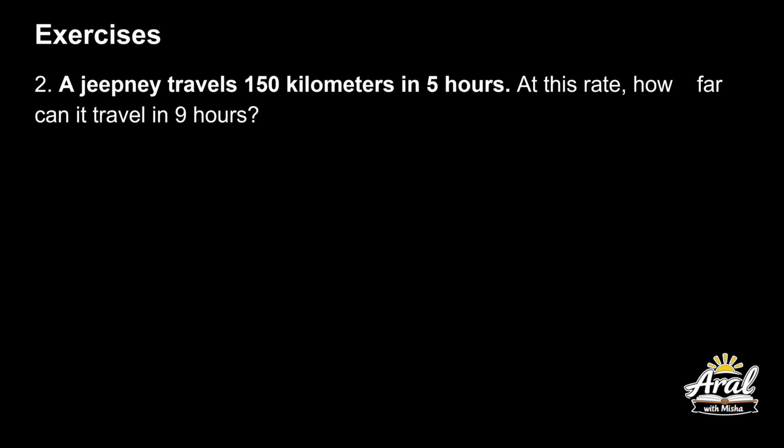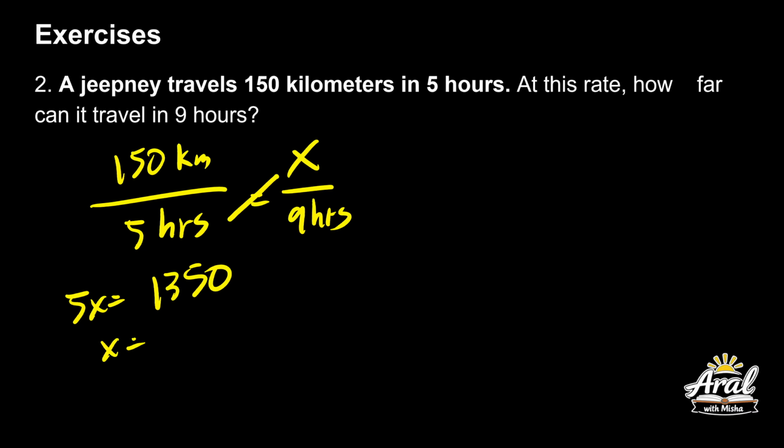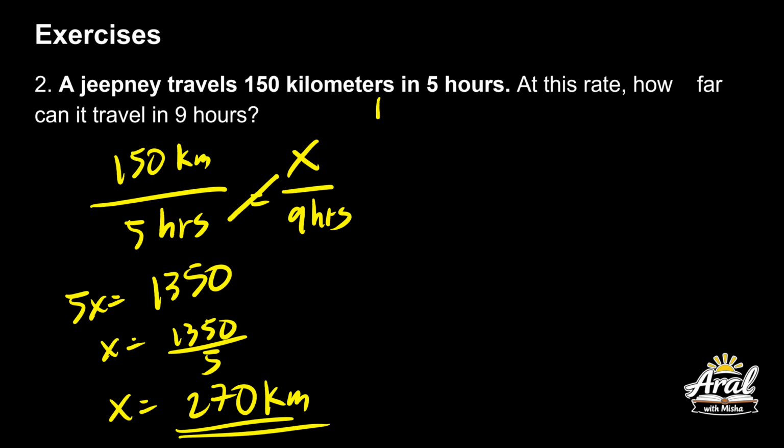So, number 2, a jeepney travels 150 kilometers in 5 hours. At this rate, how far can it travel in 9 hours? So, 150 kilometers per 5 hours is equals to in 9 hours. So, 9 hours yung given. How many kilometers? X. 5 times X is 5X. 150 times 9. 150 times 9 is 1350. So, X is equals to 1350 divided by 5. X is equals to 270 kilometers. Okay?